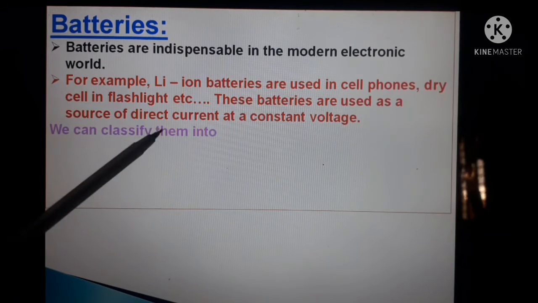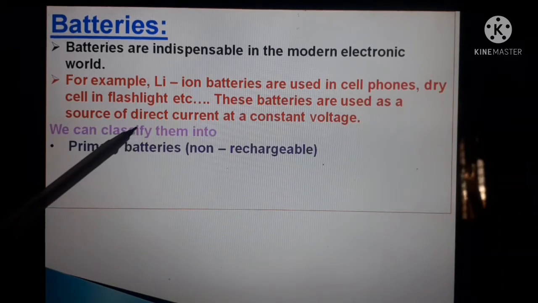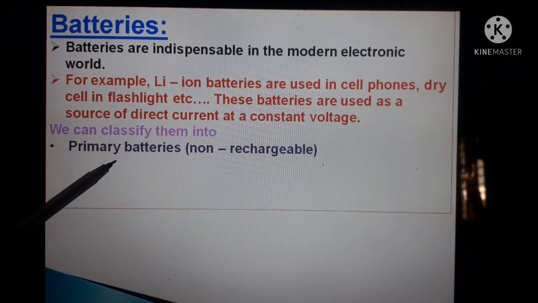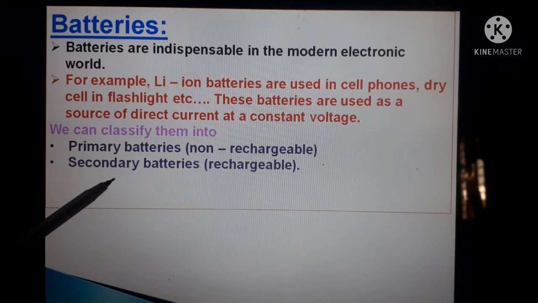Next we see classification. Classification is very important for batteries. Primary batteries and secondary batteries. Primary batteries means non-rechargeable. Non-rechargeable batteries are the primary batteries. Secondary batteries are rechargeable. Okay. Now the main classifications are the two types.